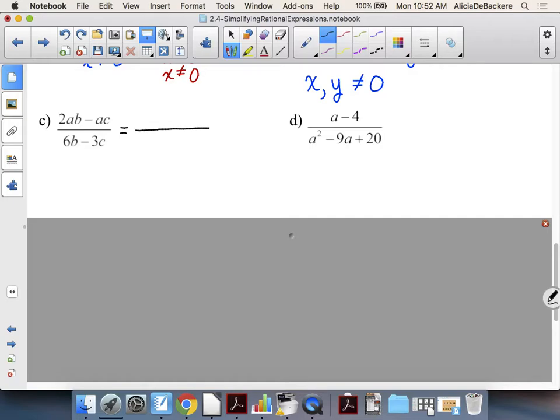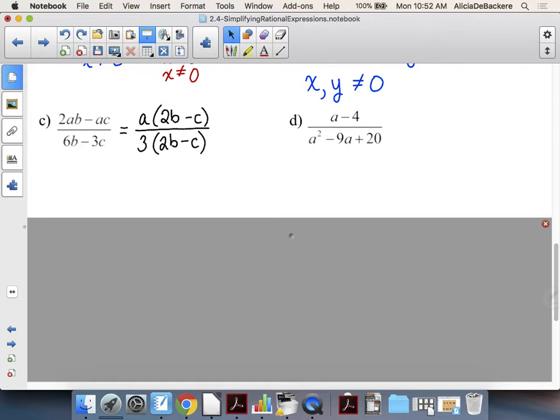So factoring out the numerator, I'm just looking for a common factor here, and I see that they both have an a, and then I can divide out the a, and I'm left with 2b minus c. And then in the denominator, I see that they have a common factor of 3. I can divide that out, and I'm left with 2b minus c. And now what I have is a times a bracket in the numerator, and 3 times the same bracket in the denominator. Because the whole bracket matches, I can cancel it out. Something divided by itself is just equal to 1. So now I'm just left with a over 3.